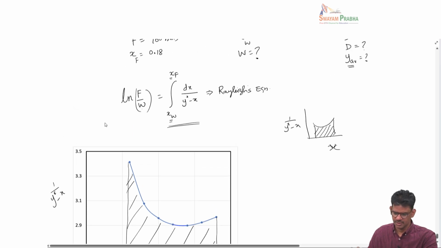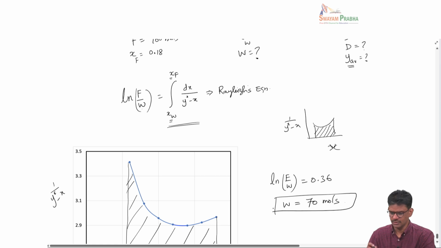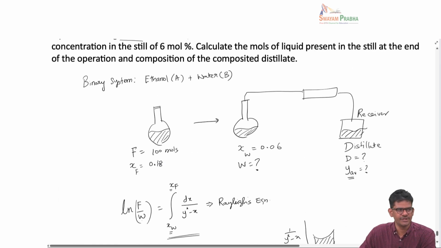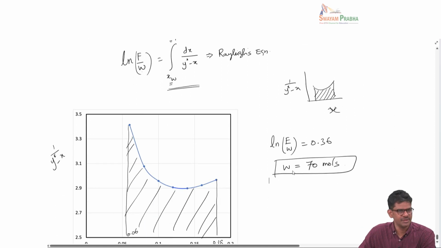Okay. So that means from this equation, ln of F by W is 0.36. So from here you can solve for W, and I think you will get something like 70 moles. So you start with 100 moles of the liquid mixture, and then you must have vaporized some 30 moles, and the remaining is 70 moles.